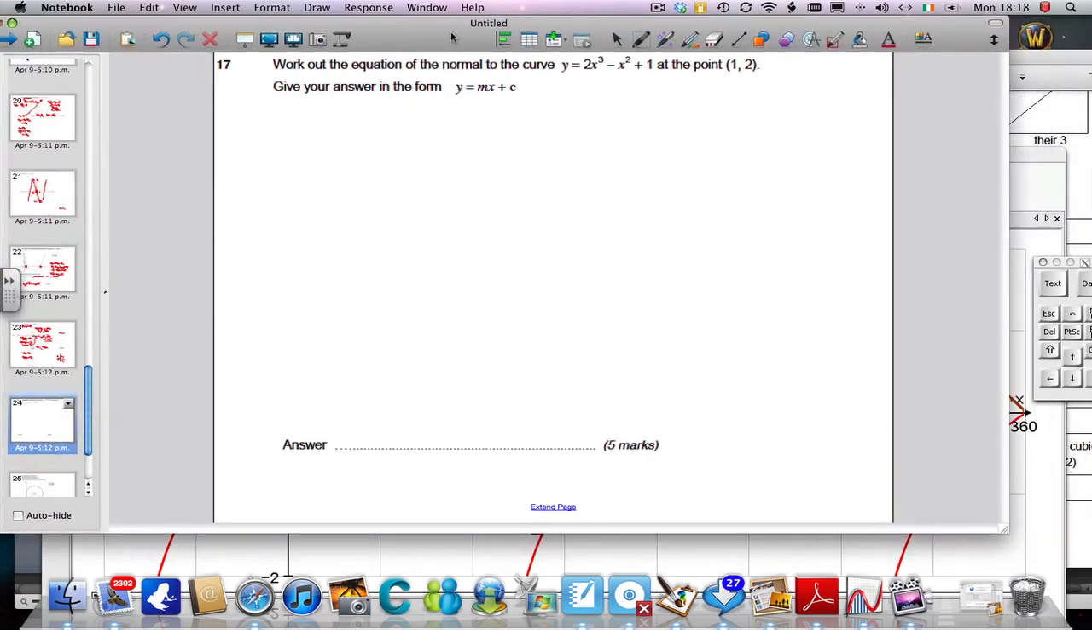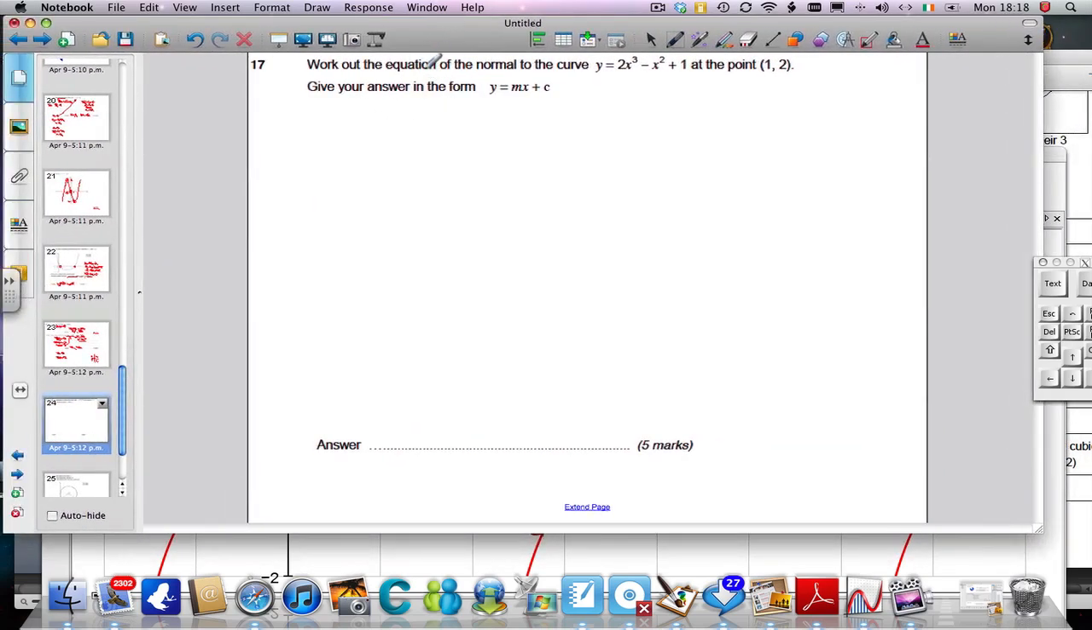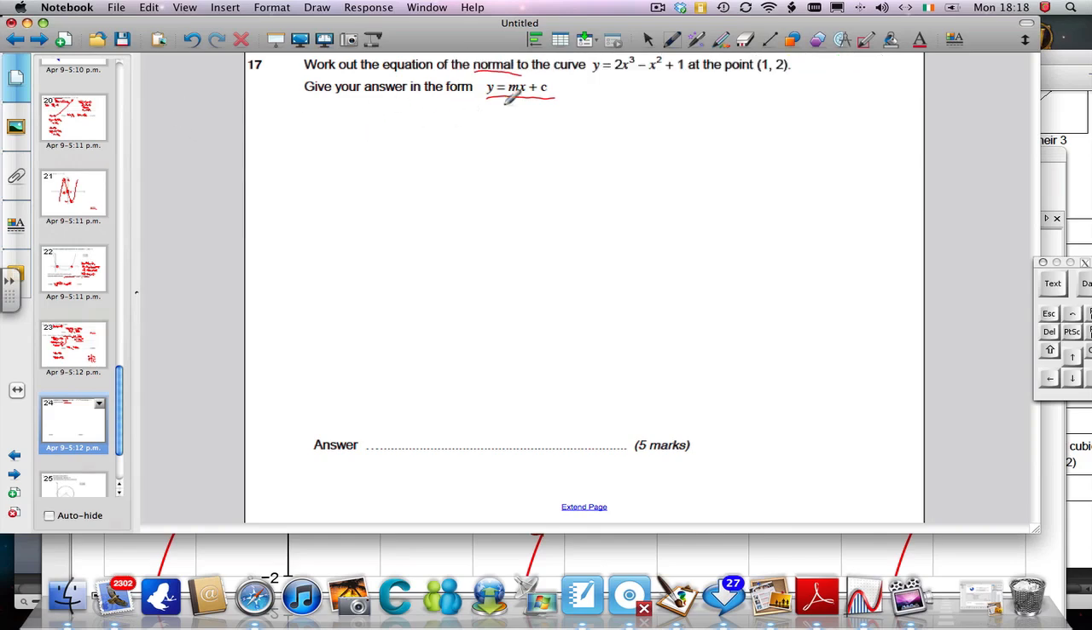On we go. Now we're asked to work out the equation of the normal to the curve at this point and give your answer in this form. Before I get the normal, I'm going to work out the equation of the tangent to the curve. So let's start with that. In order to get the equation of the tangent, I need the gradient function. So take the derivative, dy/dx, which is going to be equal to 6x squared minus 2x. So that's the gradient function.